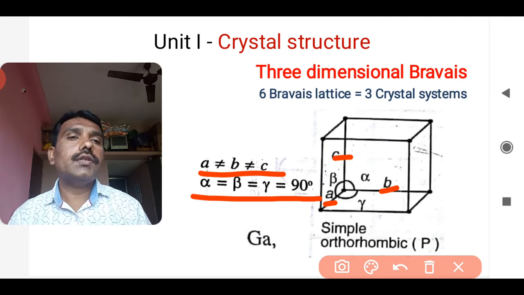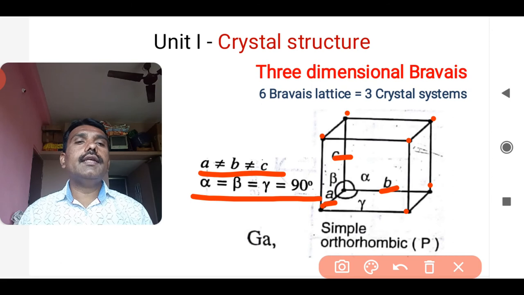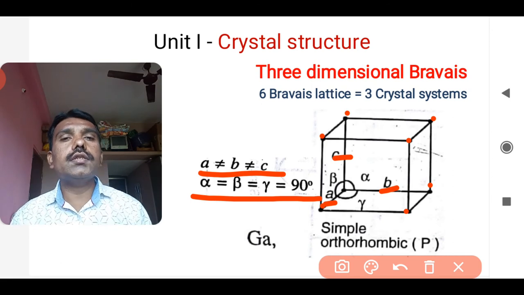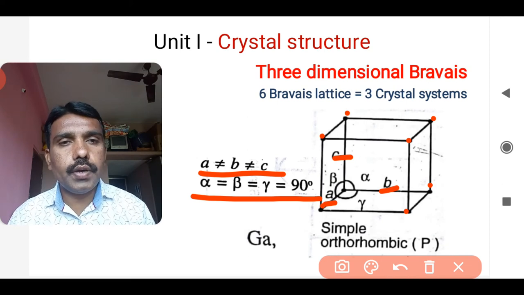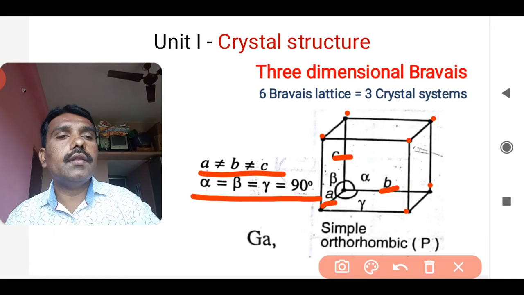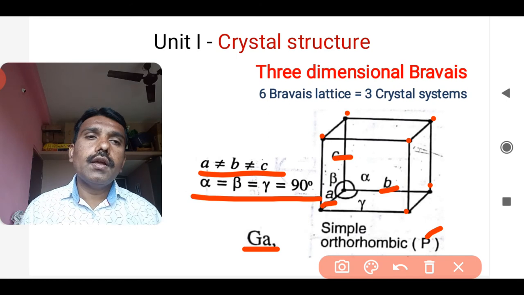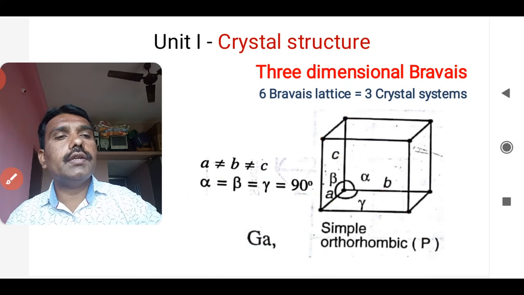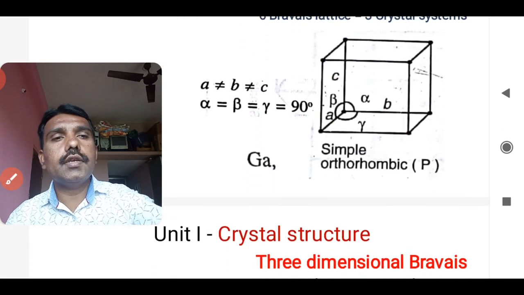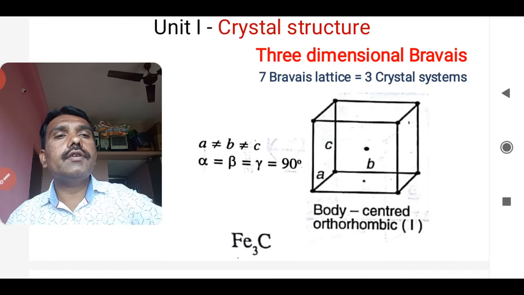And in this case, again the important factor is that all the points are exactly on the corners of the orthorhombic cell, and not in any other place. In such a case it is called simple orthorhombic, and it is denoted by P. The example for such a crystal lattice is gallium. This is another Bravais lattice which comes under the third crystal system. Now moving forward, the seventh Bravais lattice is also related to the same crystal system.